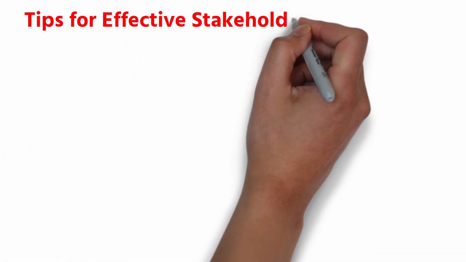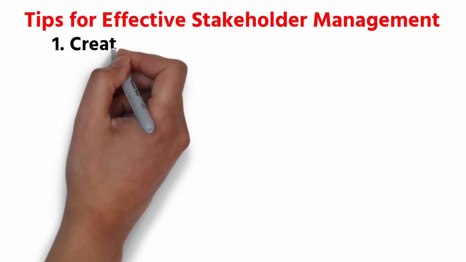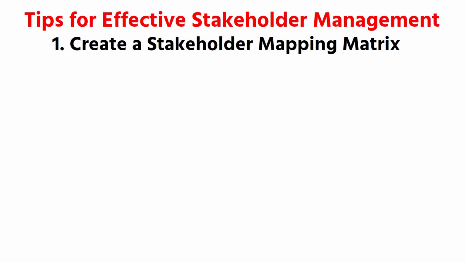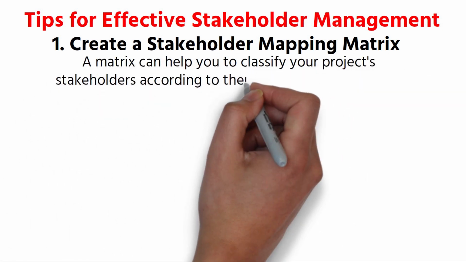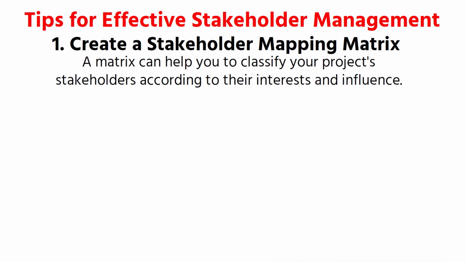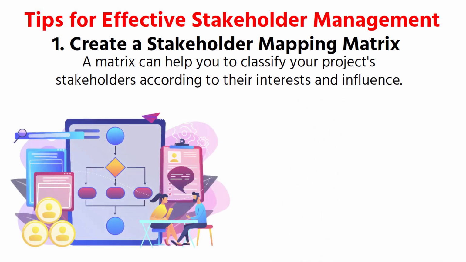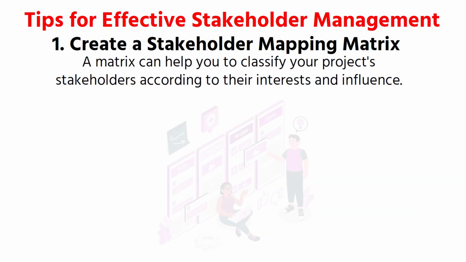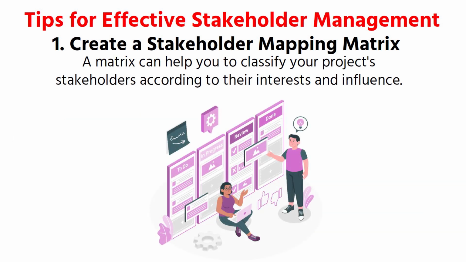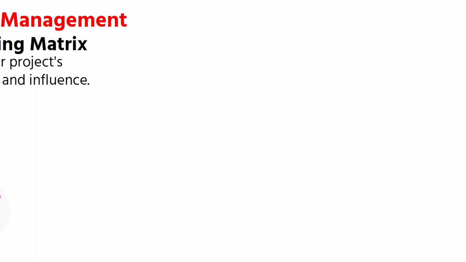Tips for effective stakeholder management. 1. Create a stakeholder mapping matrix. A matrix can help you to classify your project's stakeholders according to their interests and influence. Develop your strategy according to the information gathered from the matrix. Thus, you will not waste time on stakeholders who have no interest or power. Don't forget to keep the matrix updated throughout the life cycle of your project.